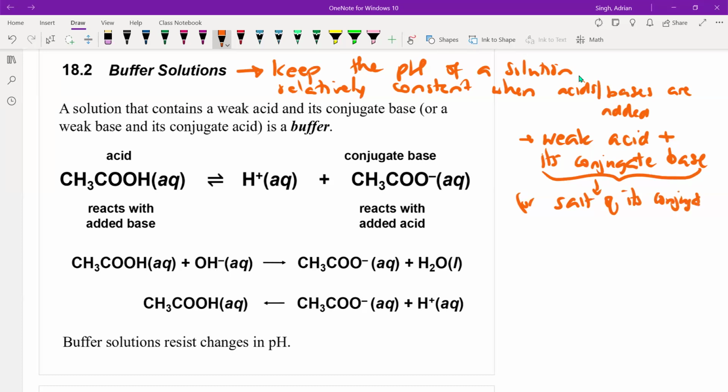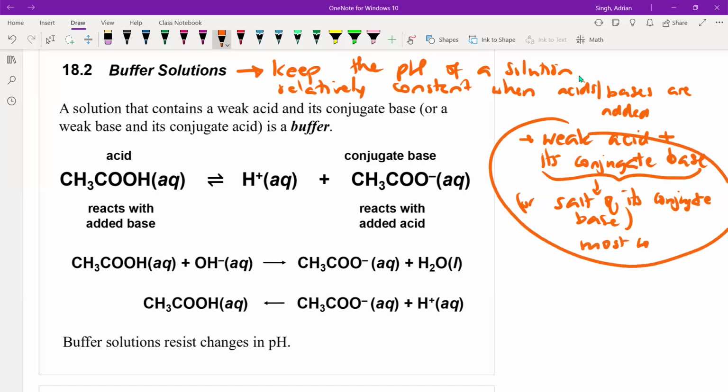And that's because you can't just have the conjugate base ion floating around. It comes with a positive ion to neutralize its charge. So the salt here of its conjugate base. Okay, so weak acid and the salt of its conjugate base, that's the most common way buffers are made. We can also make buffers by using weak bases and the salt of its conjugate acid as well. So either way, we can make a buffer.